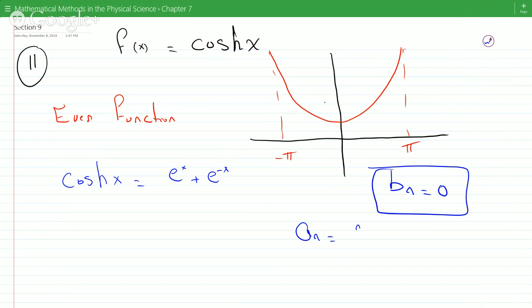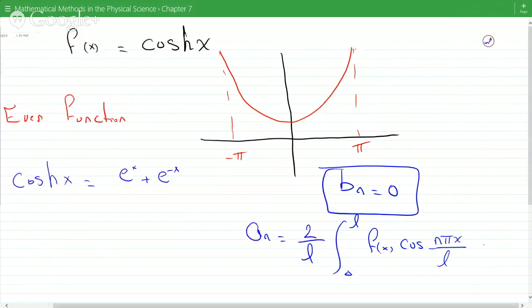The a's of n is 2 over L integral from 0 to L, with L being pi in this case. So we integrate from 0 to pi and we double it, we multiply by 2, rather than going all the way. f of x cosine n pi x over L dx.